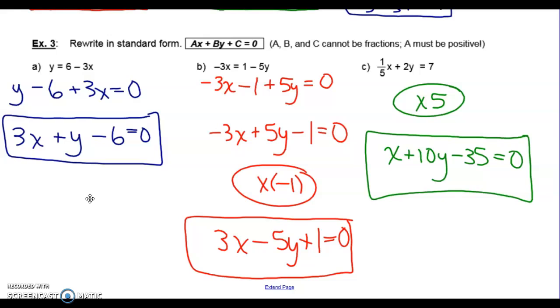Example B, negative 3x equals 1 minus 5y. So the negative 3x is already on the left-hand side. I'm going to move the 1 over, becomes negative 1. Move the negative 5y over, becomes plus 5y, and I'm left with 0 on the right.